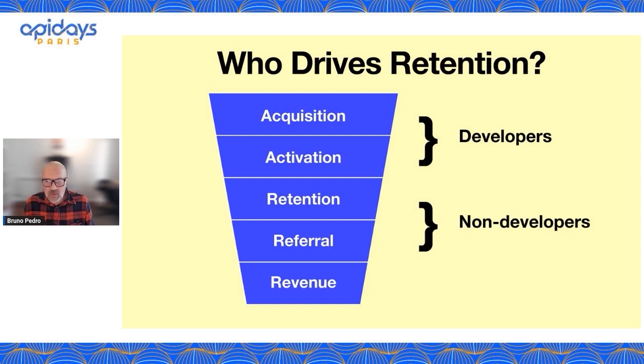Why? Because developers usually interact with your API once in the very beginning when they are building an integration, and then they don't have any reason to interact with your API again unless there's a breaking change or a problem with the API and the developer needs to fix something. So after that, the people that use your API are non-developers, and these are the ones that really contribute to the retention rate and to the growth of your API.